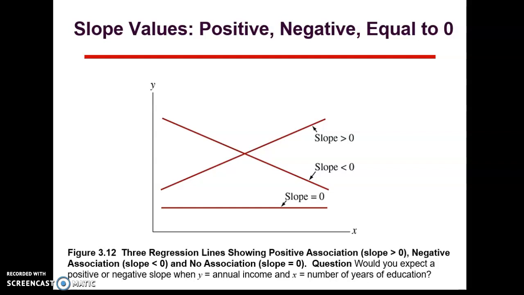How about if we look at our slope values? Suppose this is a regression line, one of these three, for what happens when you have more years of education. Does your annual income tend to go up, go down, or stay the same?